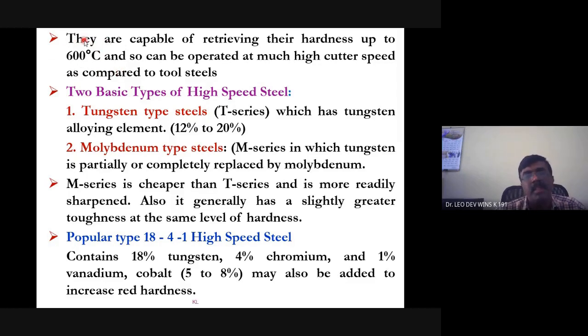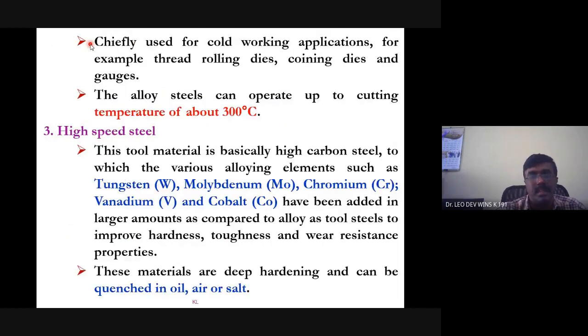The properties and the highest possible cutting temperature also vary according to the type of alloying elements present in this cutting tool material. When we increase the content of tungsten, it can withstand higher temperature. But when we reduce the percentage composition of tungsten, it cannot withstand even up to 600 degrees centigrade.